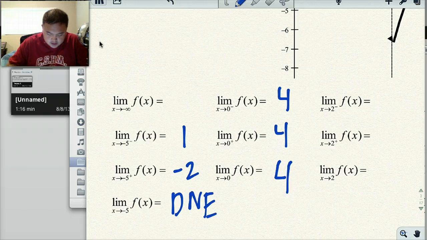The limit does not exist, just like they say in Mean Girls, because the left and the right limits do not match. Let's move on to the next one.